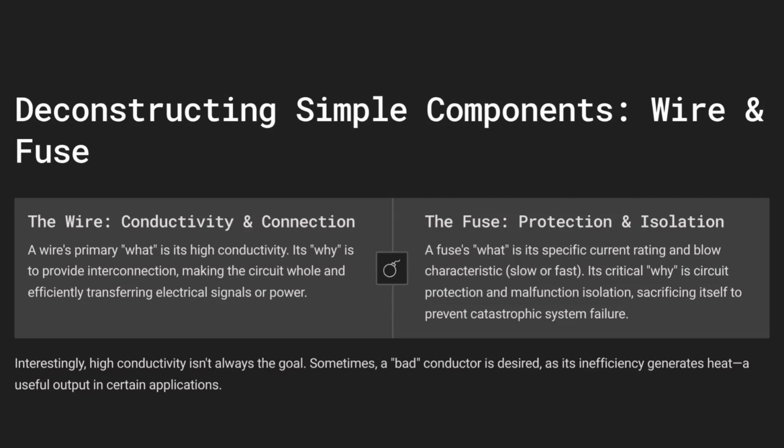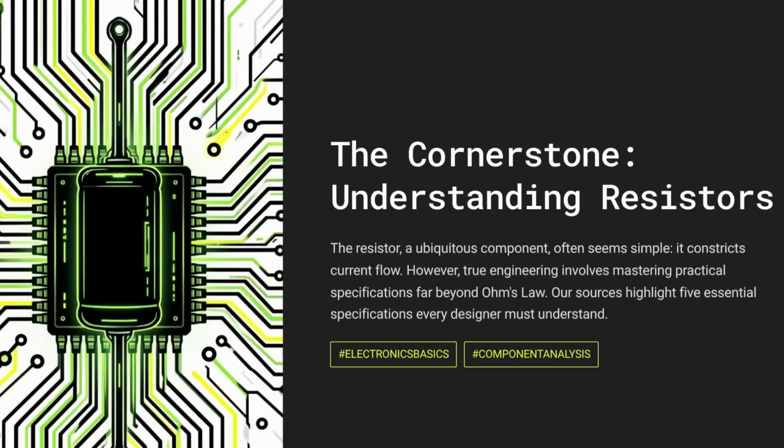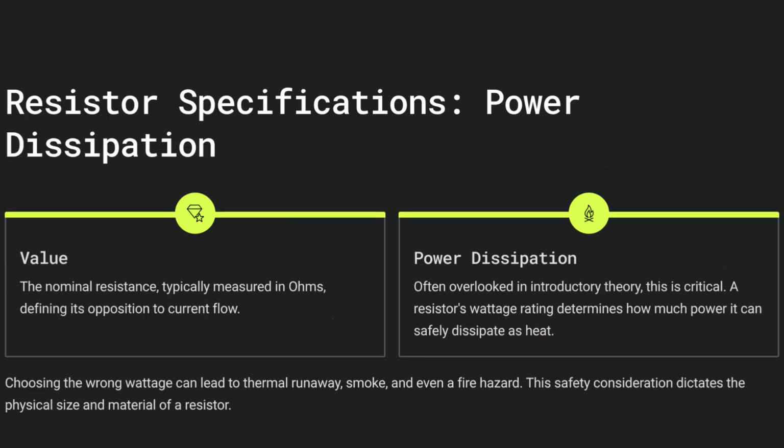Precisely. And that same rigor of analysis, what properties, why function, that now gets applied to the cornerstone of electronics, the resistor. Defining a resistor seems easy on the surface. It just constricts current flow. That's the textbook definition. But the real engineering lies in the practical specifications that go way beyond Ohm's law and into the physical world. The sources laid out 5 essential specs that a designer has to master. Okay, what's first? We start with its value, and then the critical specification of power dissipation.